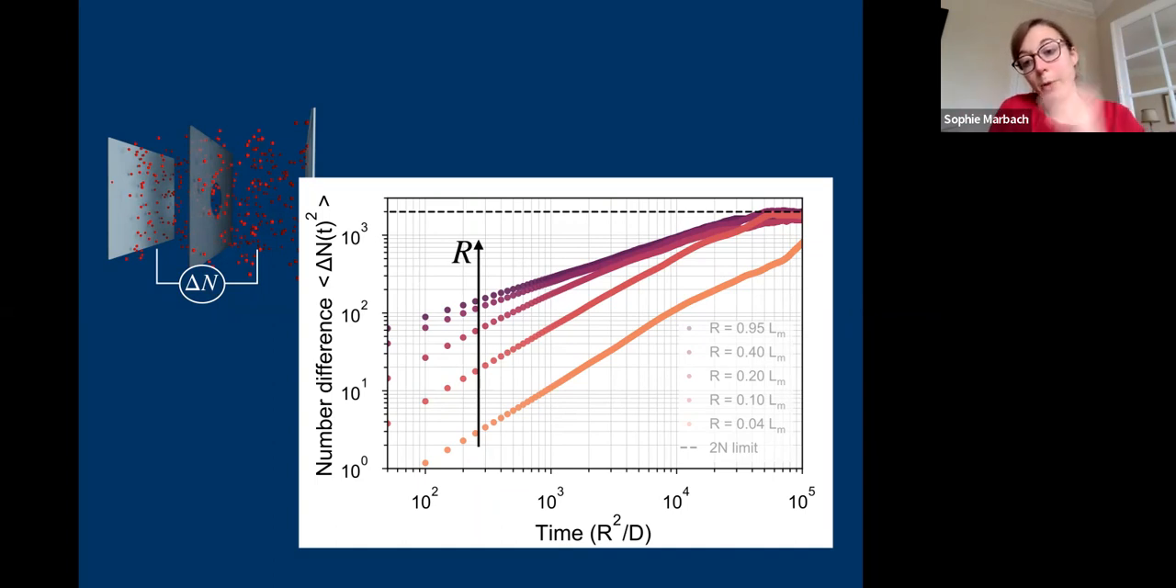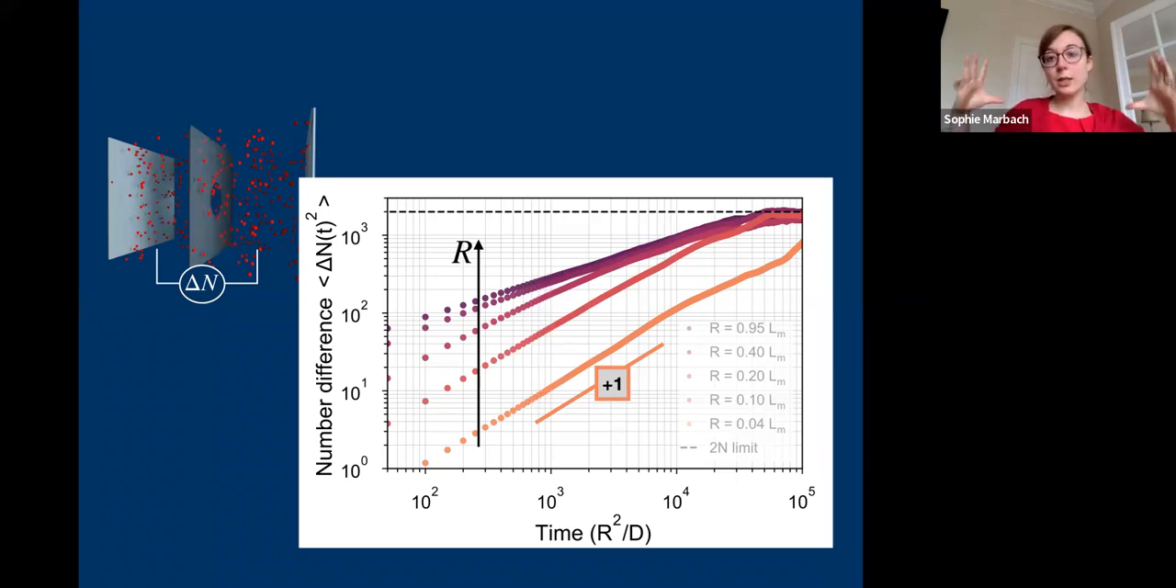So for small pores in orange, I find that the number difference grows linearly in time, and that's a diffusive noise. That's kind of expected because I had diffusing walkers, so I expected diffusion for any kind of quantity I was going to measure.